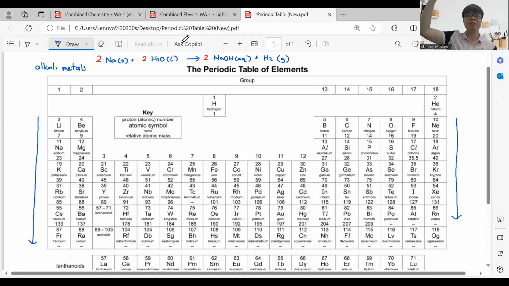Okay, what are the trends as you go down group 1? Yeah, your short form: your density will increase, in general. Your reactivity will increase. And your melting point and boiling point will decrease.